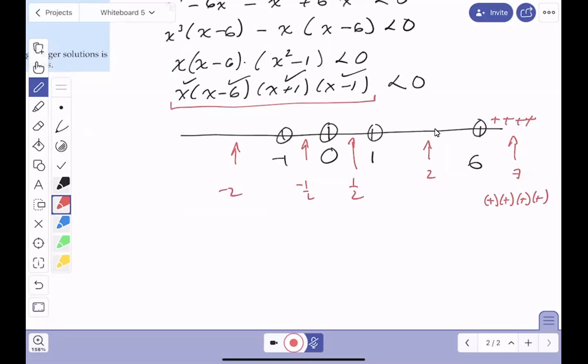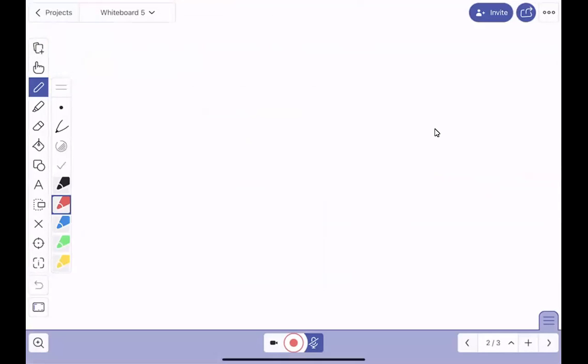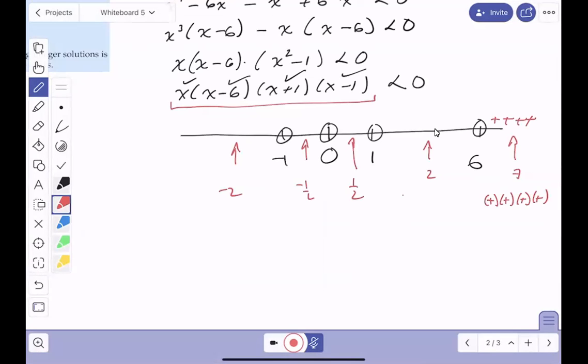Let's try the 2. What would you have there? Whoops, sorry about that. You would get plus, again, I'm plugging it in here, minus, plus, plus. This is negative. Negative numbers are definitely less than 0. So I shade that in. Let's try half. You get plus, minus, plus, minus. What does this give you? Positive. I would not shade that in.